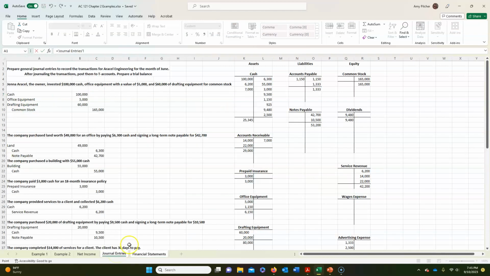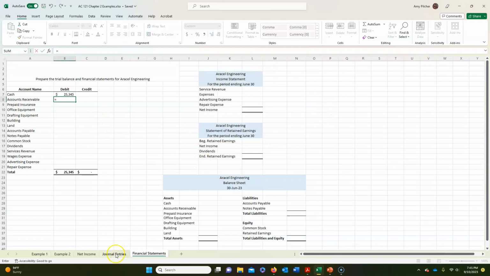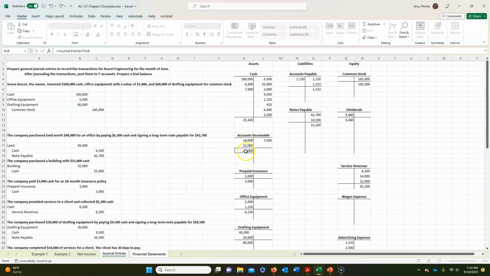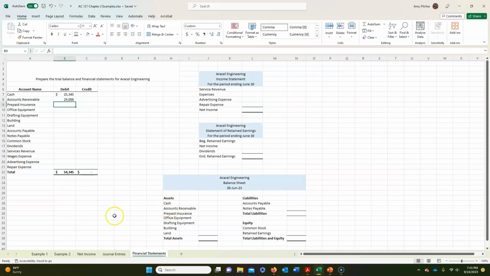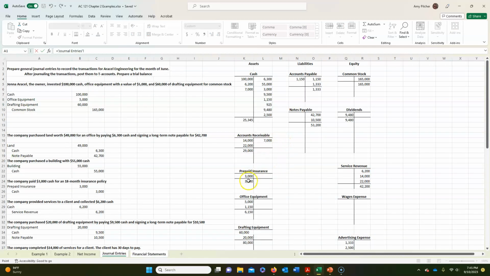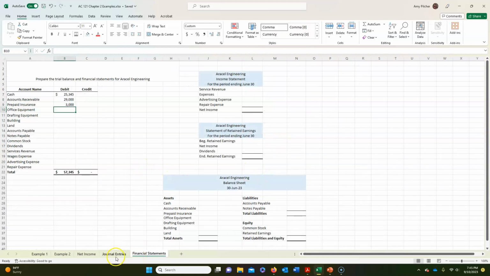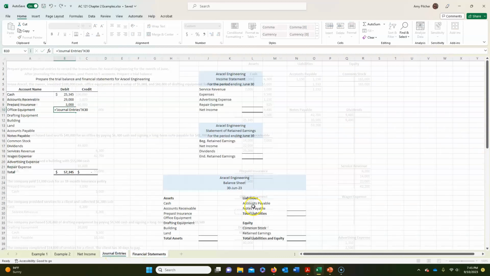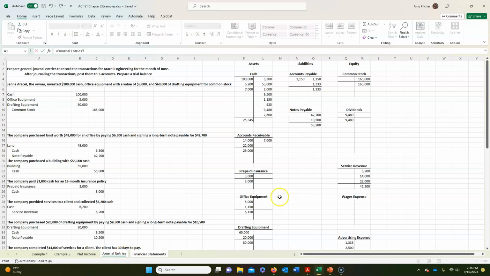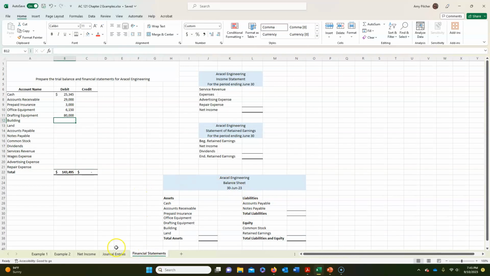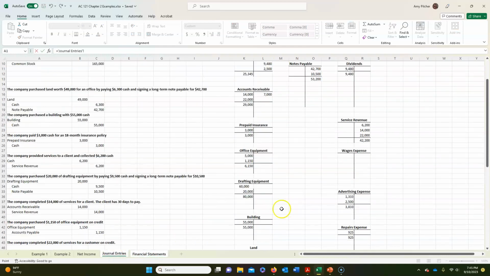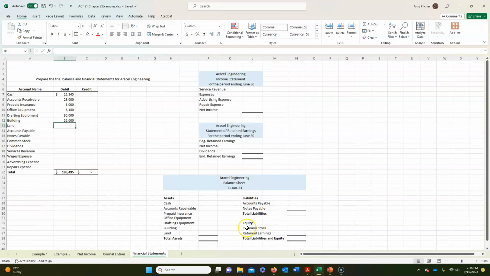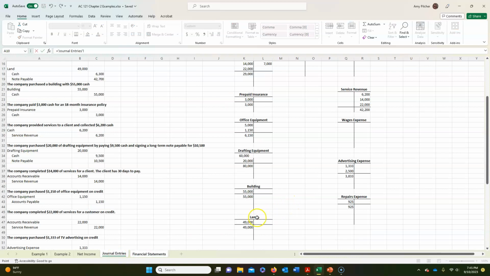So I'm going to get the cash balance and the accounts receivable balance, prepaid insurance, office equipment, drafting equipment, our building, and the land.